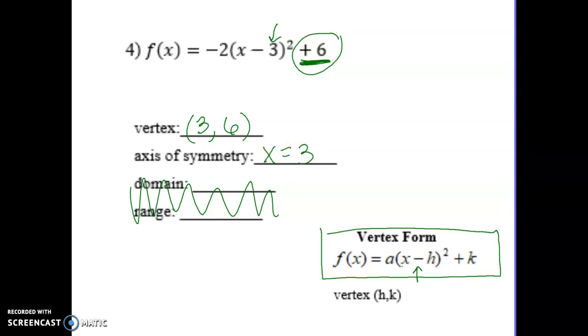Would this graph open up or down? Well, a we find right in front of the parentheses with x minus h squared. That's the same a from standard form. Since a here is a negative 2, again, we have another graph that opens down, and again, we're going to have another maximum. So looking at the a term in front is the same as when it was in standard form to tell you whether it opens up or down.